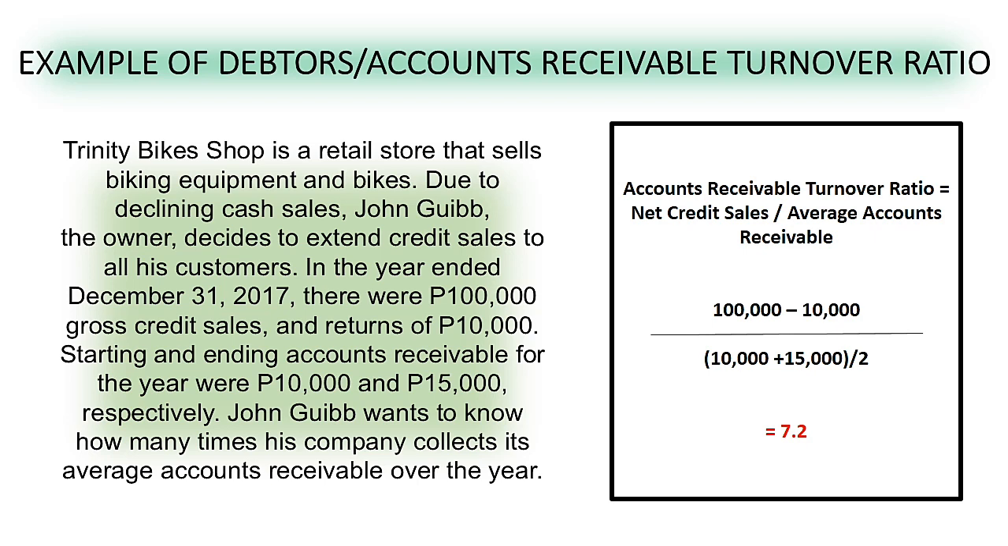And then we have 10,000 plus 15,000, and then we divide it by 2 to get the average accounts receivable, and that is 12,500. Now, 90,000 divided by 12,500 will give us 7.2 as the accounts receivable turnover ratio of Trinity Bike Shop. Therefore, the Trinity Bike Shop collected its average accounts receivable approximately 7.2 times over the year ended December 31, 2017.